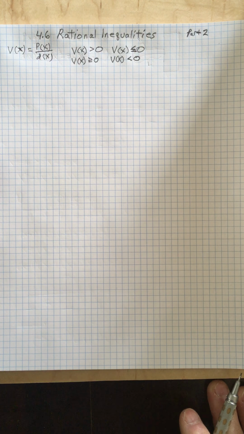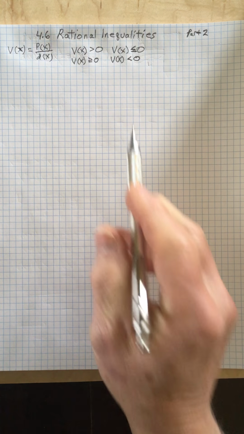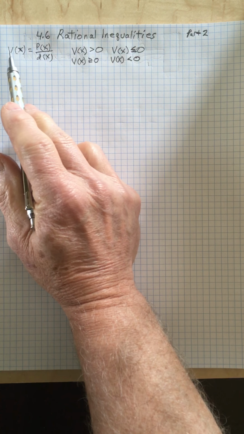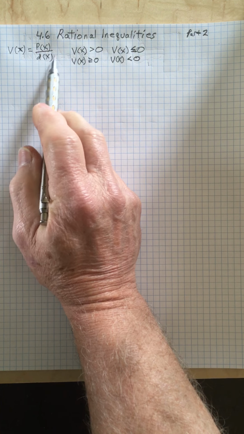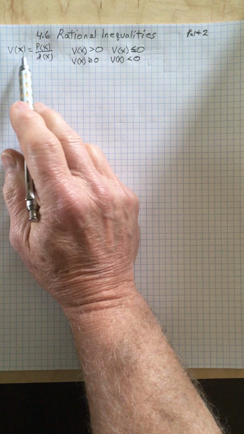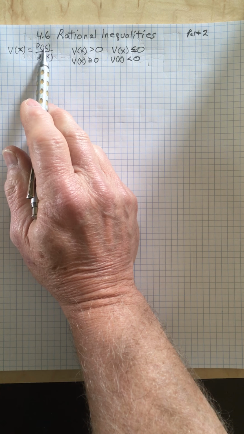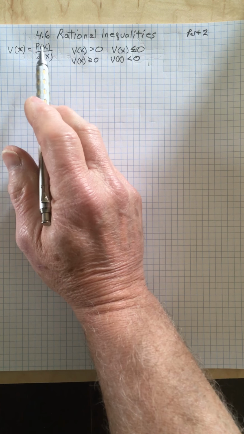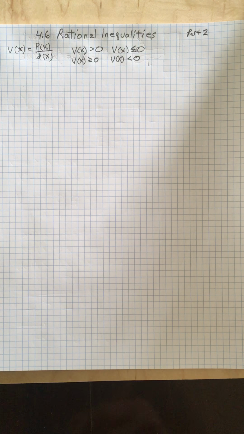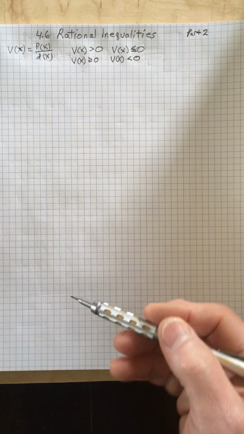Okay, the last part of 4.6 will be rational inequalities. And if you remember, recently we looked at rational functions. They look like this. You have polynomials in the numerator and the denominator. And so it's like a fraction.